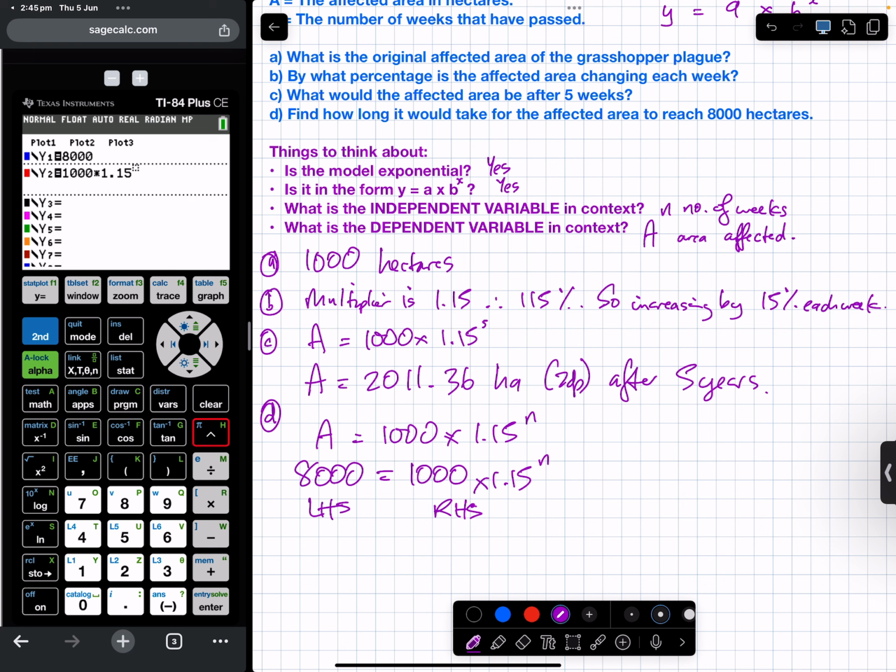Can someone remind me the button I used to get the x? X,T,theta,n. So right now, what is this set up to do? Your calculator is going to draw a horizontal line at 8,000. It's going to draw an exponential function that curves up. So I told you press zoom, zoom standard. Am I going to see the graph here at all? No, because it's zoomed in to 10 by 10. What do I do to zoom out?